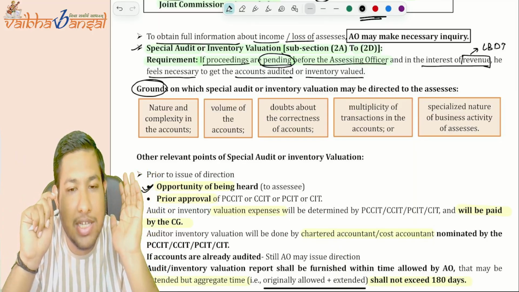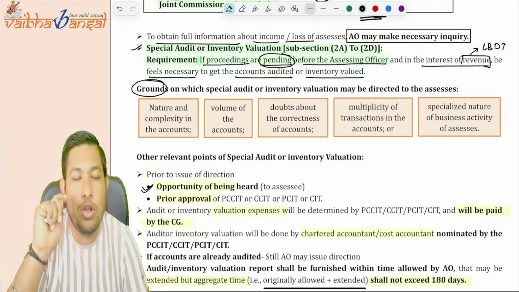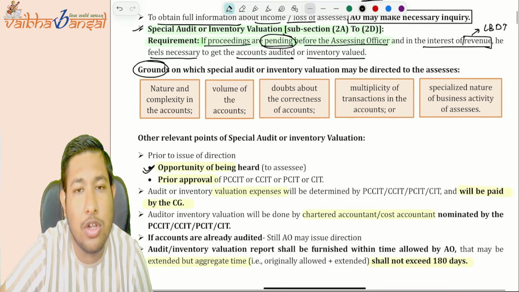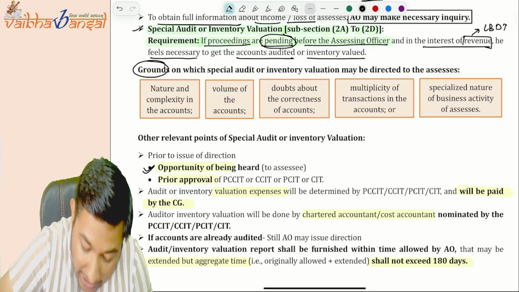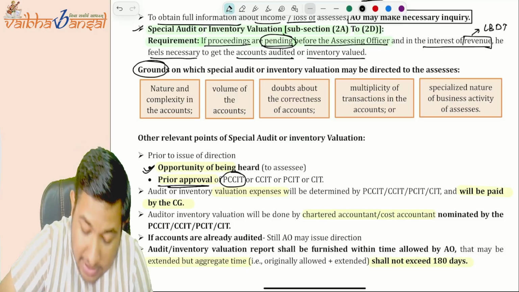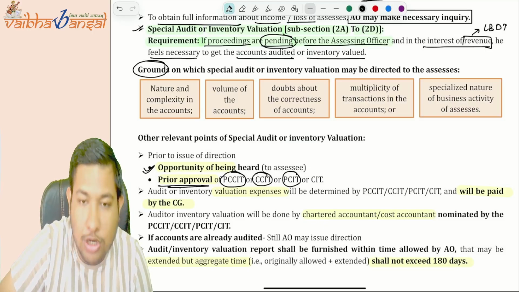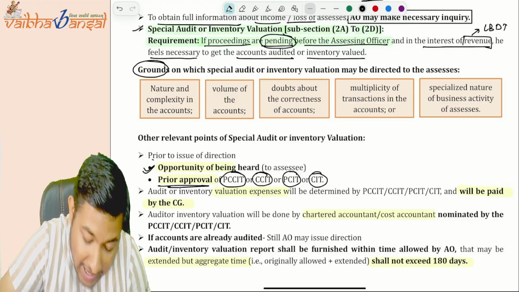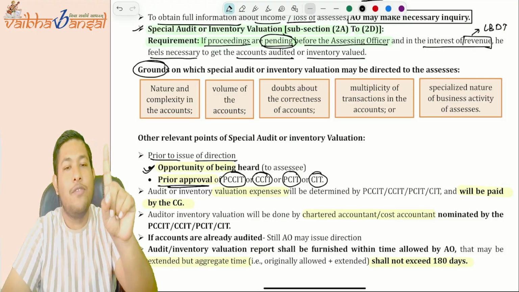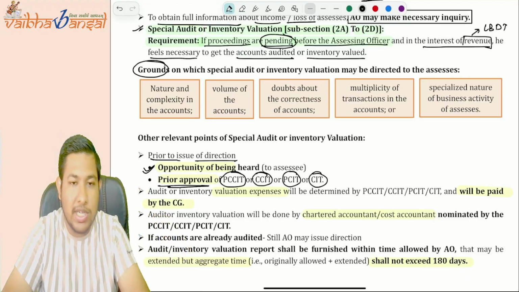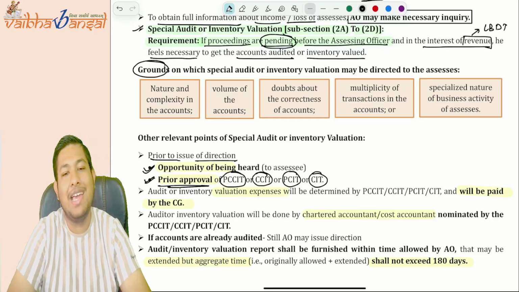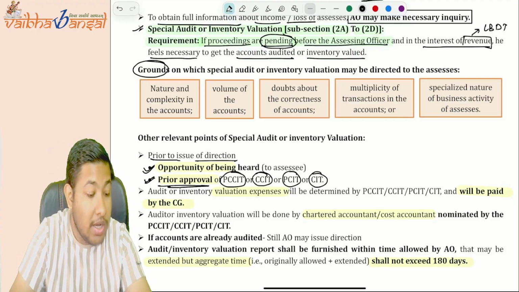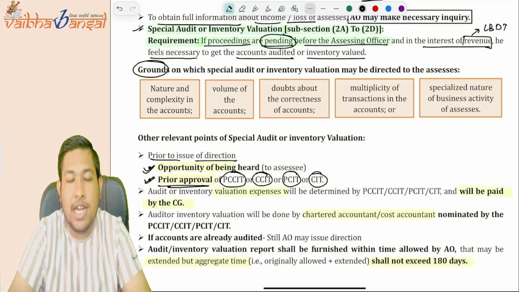So the opportunity of being heard is to be given to the assessee first, and afterward, if he is still not satisfied and wants the special audit of this inventory valuation to be done, then the prior approval of the principal chief commissioner of income tax, chief commissioner of income tax, principal commissioner of income tax, or the commissioner of income tax is required. So before issuing the direction, you have to do two things. First, give the assessee the opportunity of being heard, and second, take prior approval from these authorities first. Understood or not?